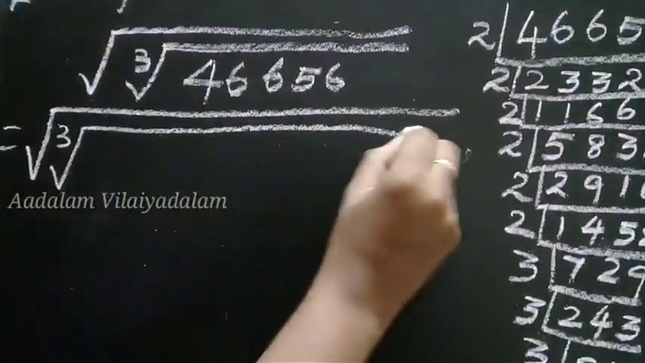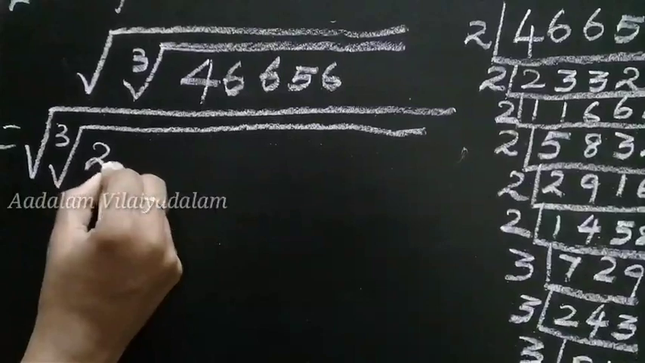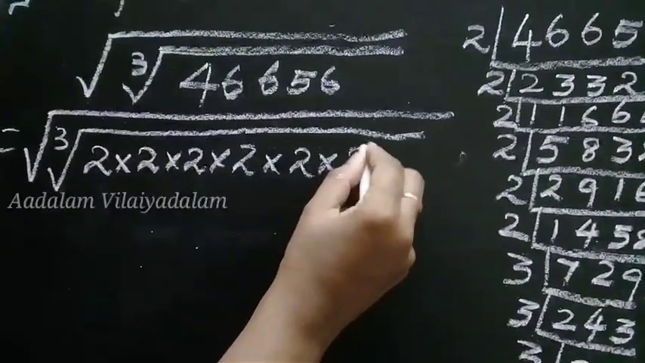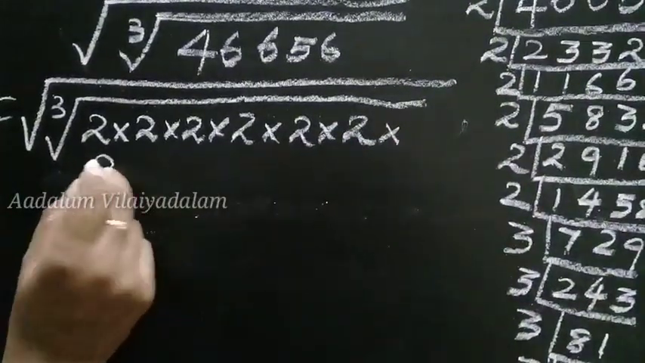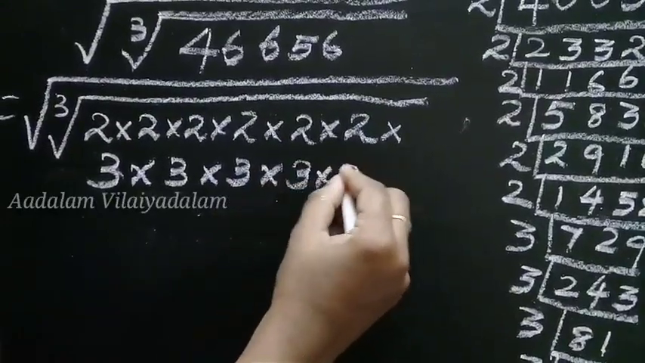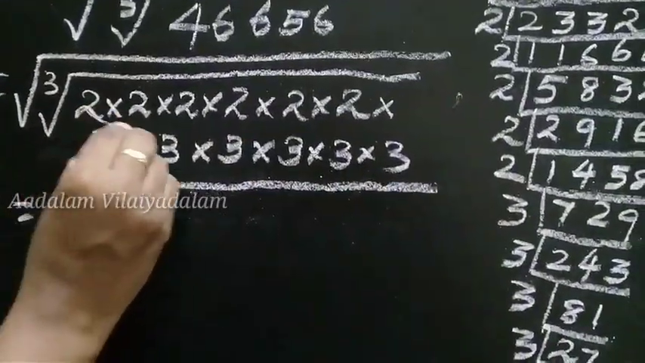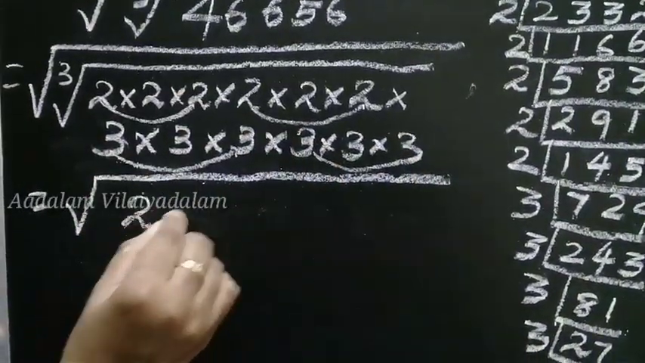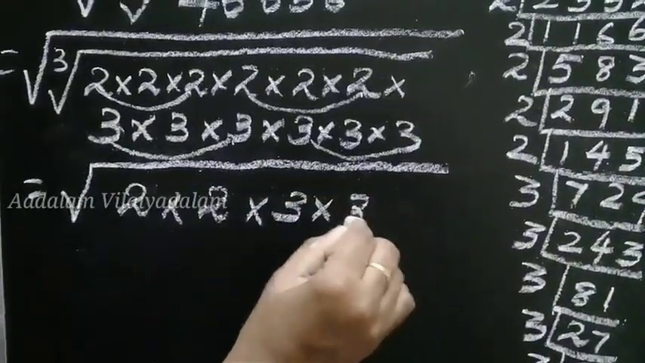So the cube root of, how many 2s here? 1 2 3 4 5 6. So 6 2s. Here how many 3s? 1 2 3 4 5 6. So 6 3s. Cube root means what is the meaning? Each triplet we choose one number. So first one 2, again 1 2, another triplet 1 3, here 1 3.